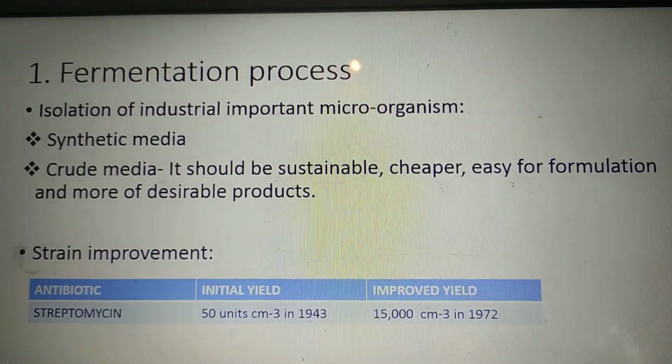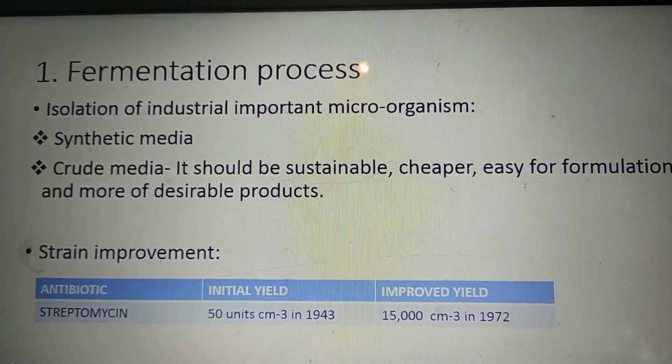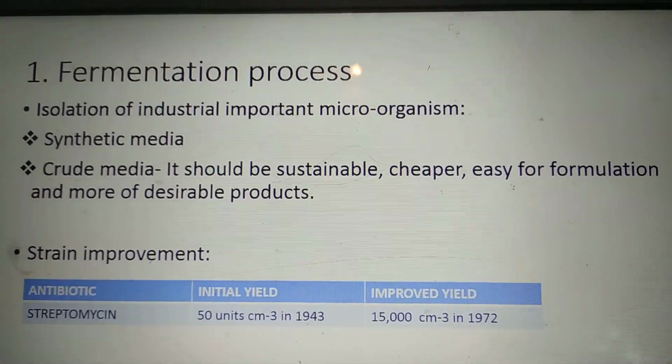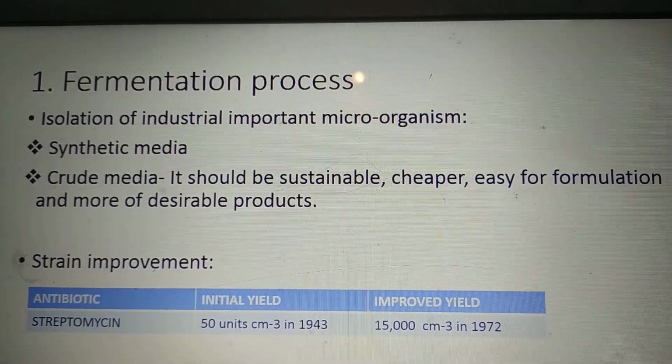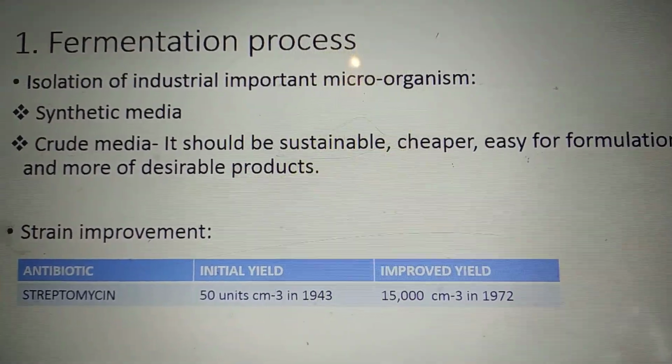Can you avoid undesirable products? No. You cannot avoid undesirable products. They will be present. So you should have a high amount of desirable products. Then your media is apt.